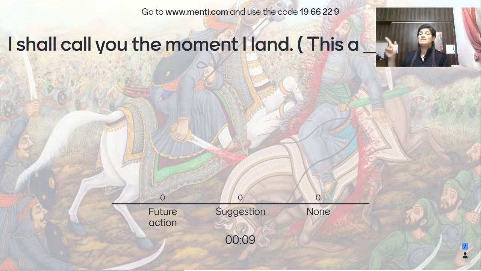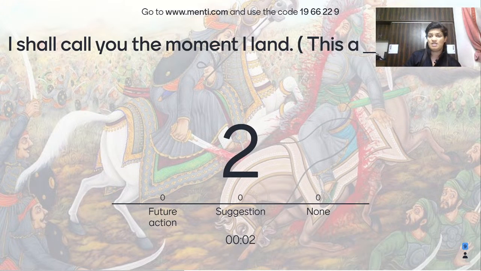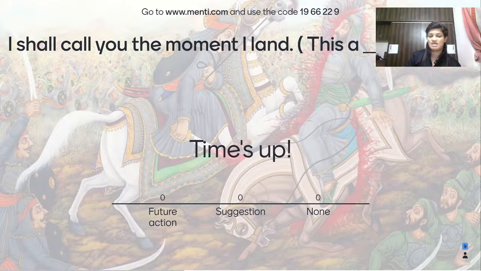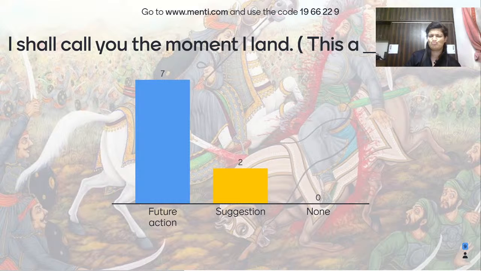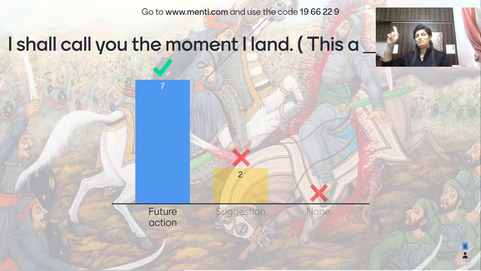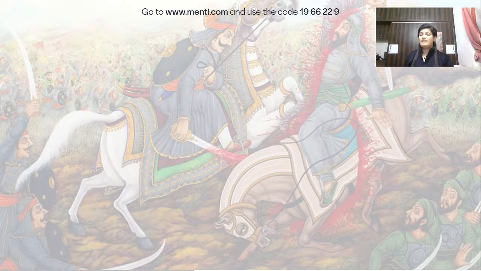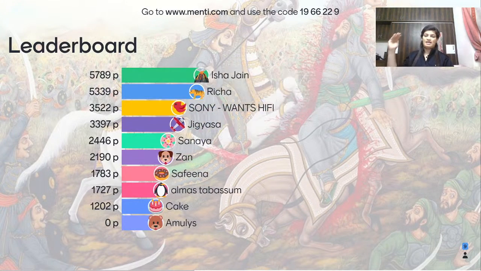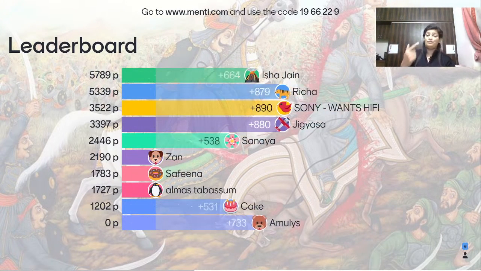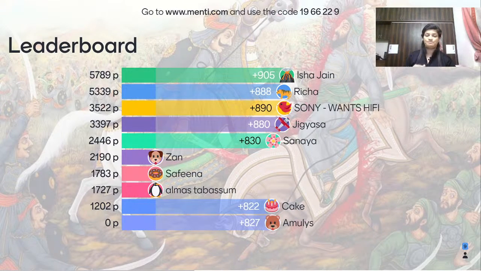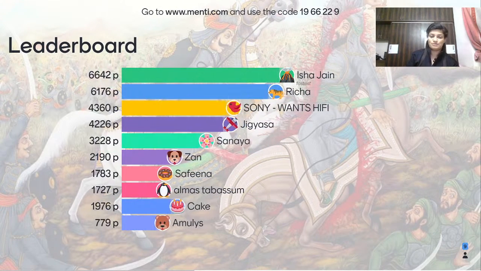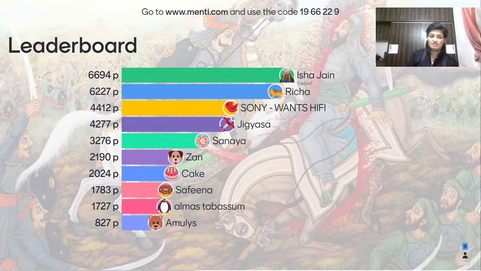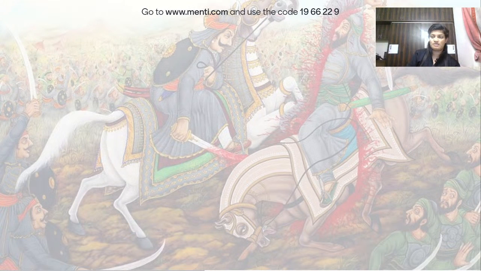I shall call you the moment I land. Is it a suggestion or a future action or nothing? It's a future action. I shall call you the moment I land. When I land, now I am in the plane, I land, then I'll call you. Future activity. So there you go. Next one. Let's take a look at the next question there.